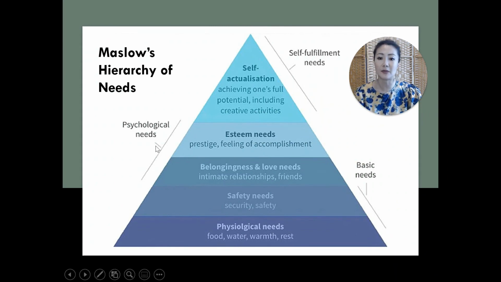Now, the second level is the psychological needs, which is a sense of belonging, love, intimate relationships, esteem, like feeling accomplishment. This category is also very important in terms of ministry. Sometimes we complain that people coming in just want to socialize. They just want to make friends. They have no interest in the spiritual things. Now, please wait a second, okay?